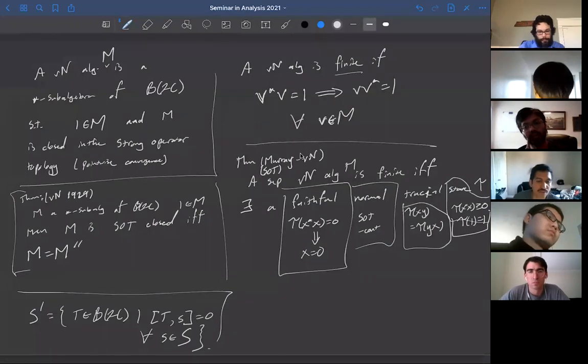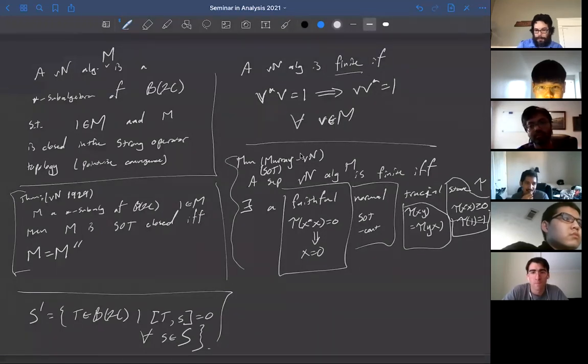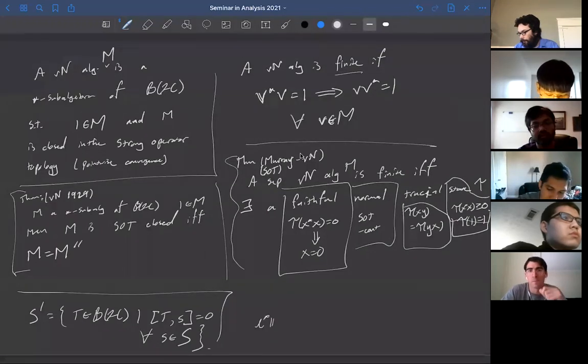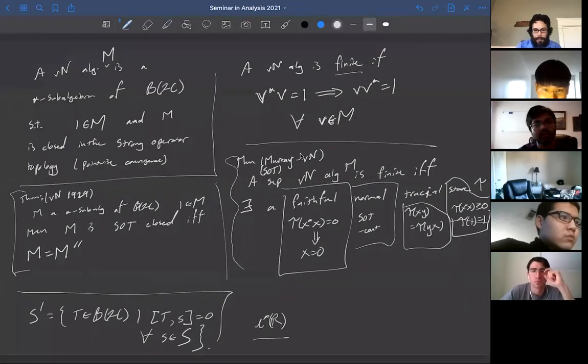Yeah, let's see. So for us, we'll only care about the separable case. So this is the definition you take. In the non-separable setting, this statement is almost true. It's really only if the center is SOT separable that this is true. And so you have to worry about things like L infinity of the real numbers. This is a finite von Neumann algebra, but it has no faithful normal tracial state.